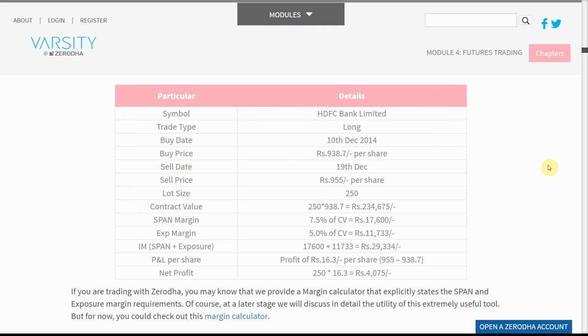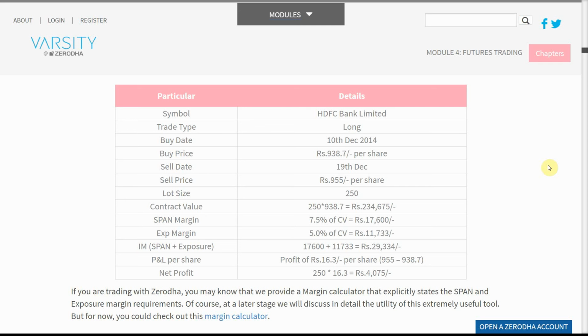234,675 rupees per. Span margin 7.5% of CV equals 17,600 rupees per. Exposure margin 5.0% of CV equals 11,733 rupees per.